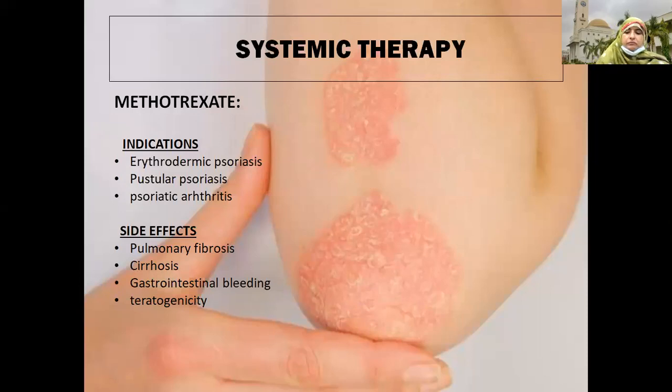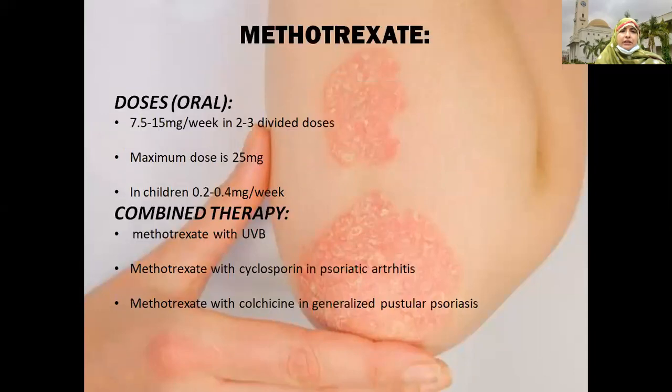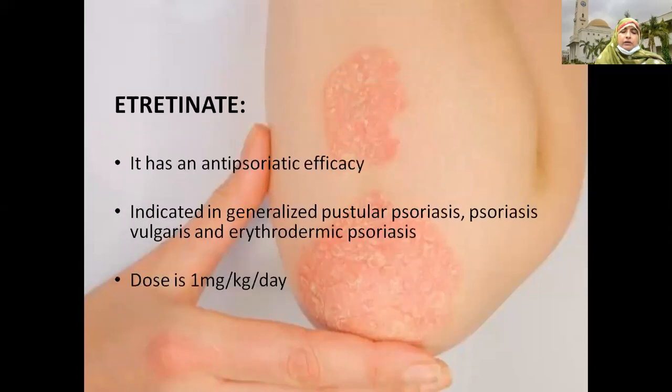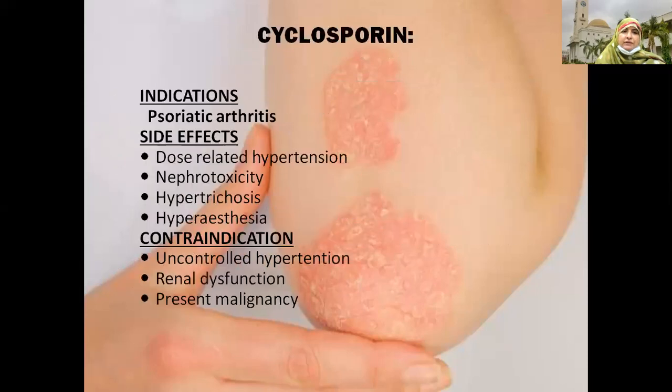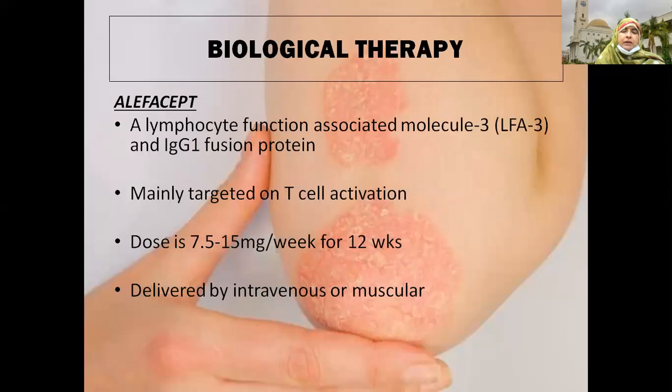methotrexate and other systemic agents, again oral vitamin A derivatives like acitretin. Then other immunosuppressants like cyclosporin, they used to be given to these patients, but they have quite a large number of side effects, so we usually try to avoid them.